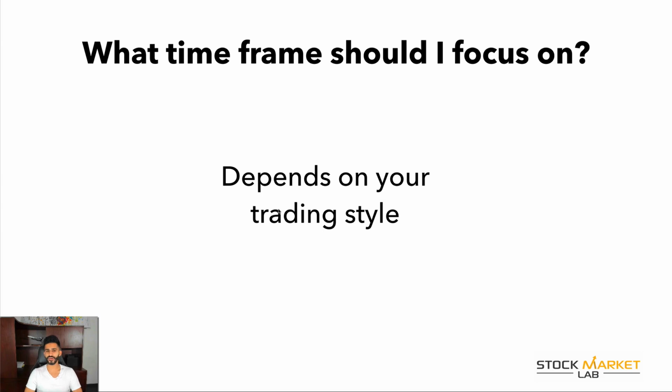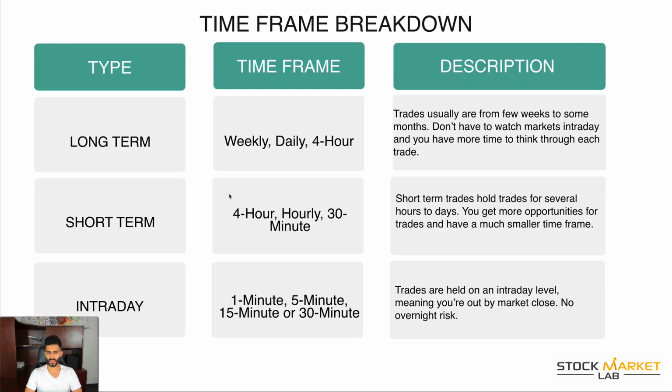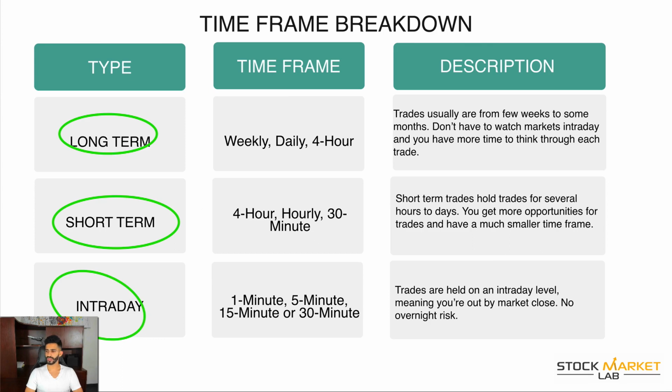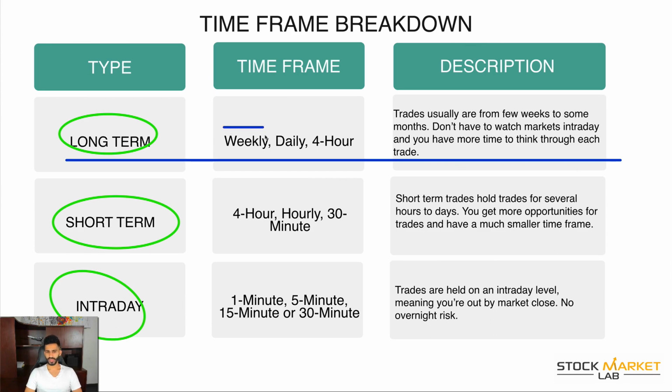Now let's go over certain time frames so you can get a good idea of what different time frames and what different trading styles could be. So for example, we have 3 time frames: long term, short term, and intraday. Let's work with long term. We're going to focus strictly on long term for now. A long term time frame uses, let's say, a weekly, a daily, and a 4 hour. This is where you're like a swing trader, maybe a position trader. This is where you're holding trades from a few weeks to some months.